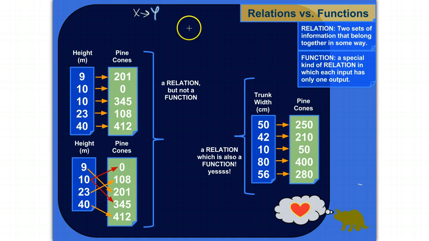Okay, so a relation is like a function, but it's a little bit more loosey-goosey. A relation is just two sets of information that are related together in some way. It's not quite as well defined as a function, and I'll give some examples here that will hopefully make that clear. So let's go to Norfolk Island, and that's an island in the Pacific.